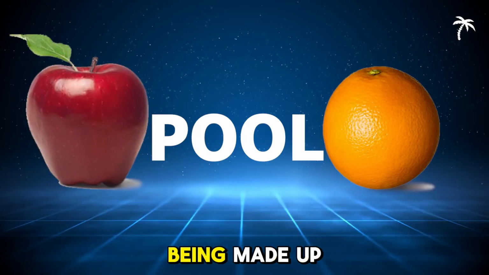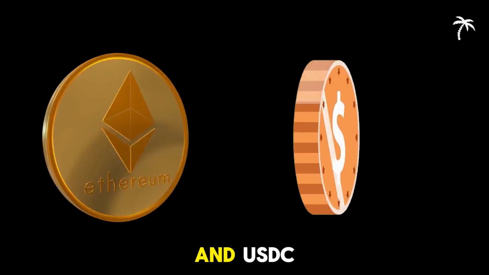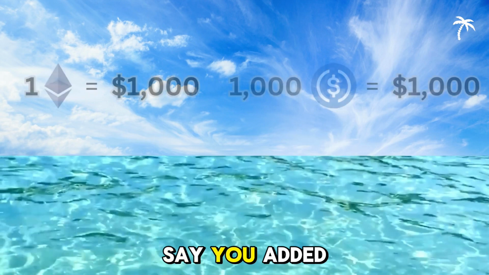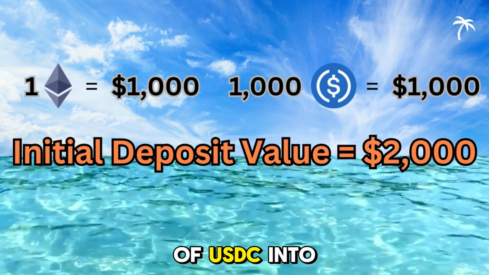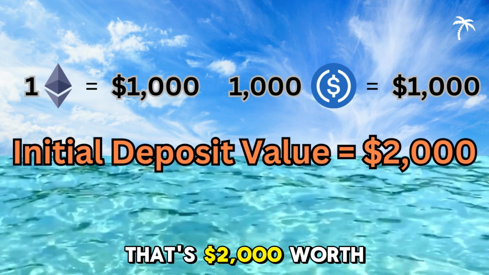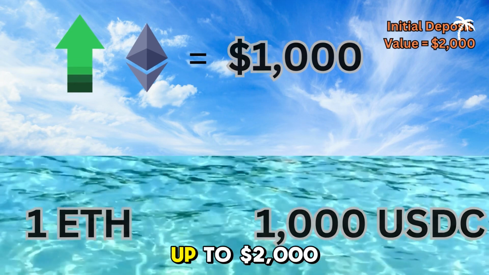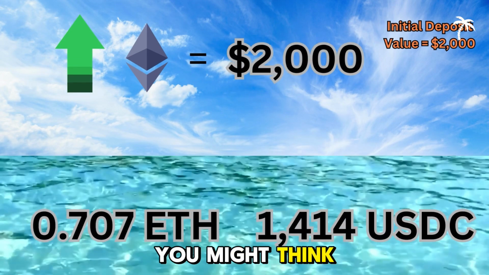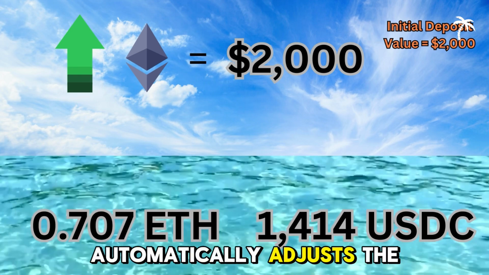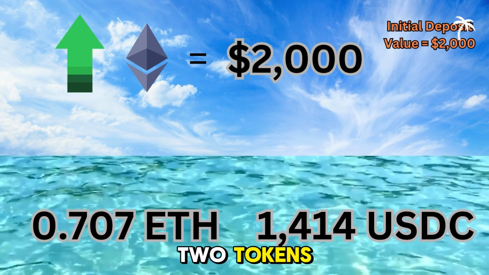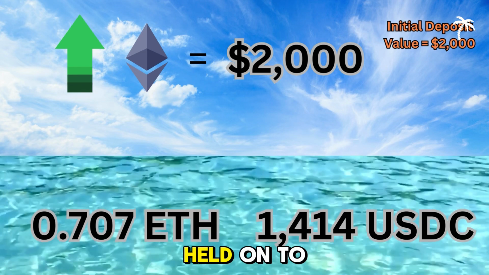Rather than the pool being made up of apples and oranges, let's now say that it's made up of Ethereum and USDC. Say you added $1,000 worth of Ethereum and $1,000 worth of USDC into a liquidity pool. That's $2,000 worth of assets in total. If the price of Ethereum goes up to $2,000, you might think you're in for a profit. But here's the twist. The liquidity pool automatically adjusts the balance between the two tokens, and when you withdraw, the value of your tokens is lower than if you had just held onto them.